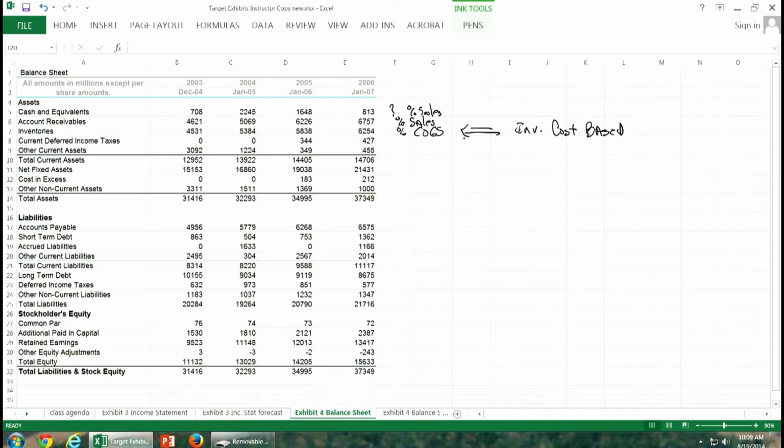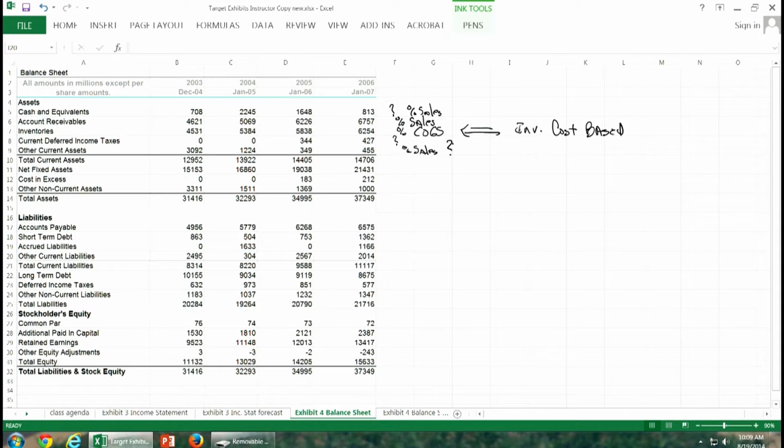Deferred income taxes, I'm not sure. Other current assets, I'm not sure, percent of sales. We'll have to look at that. Again, that depends on what's in there, and it's not clear what is in fact in there.